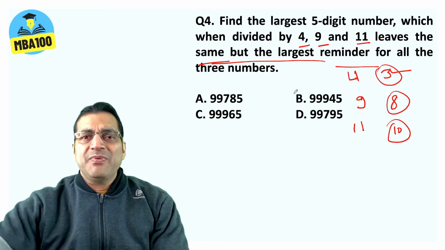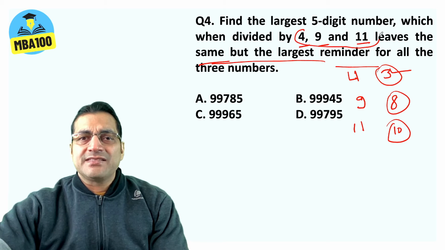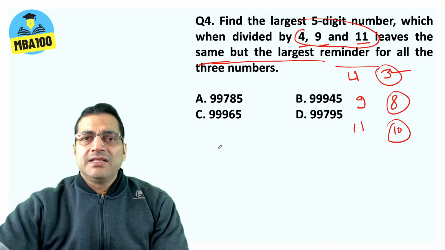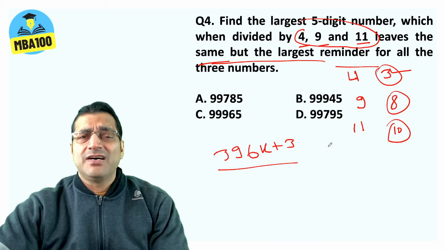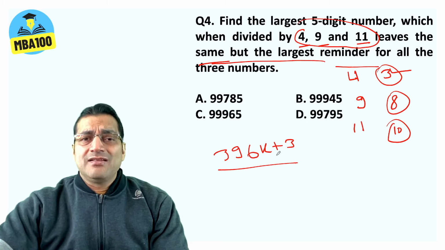Isn't that? Many people will do it this way, that let's take the LCM of 11, 9 and 4. That comes out to be how much? 396. So 396 plus 396k plus 3. The number has to be of this form or whatever. Okay, and then they will divide 99999 by 396.